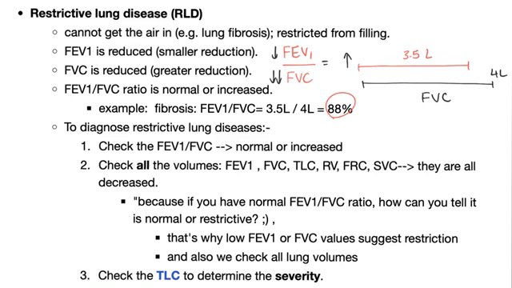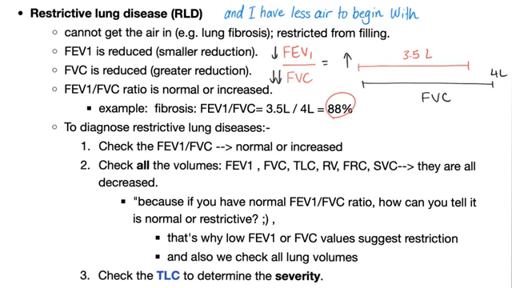Translation, it has a lower compliance but an increased elastic recoil. Okay, it's very hard to get the air in, but it's easy to get the air out. Why? I have very, very strong fibers. That's why the FEV1 has a greater ratio as a percentage of the FVC.